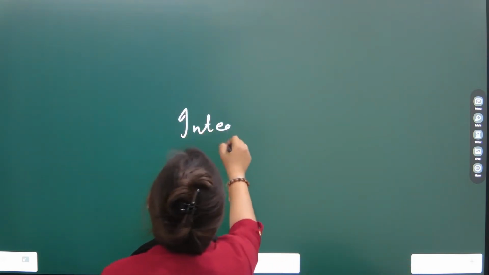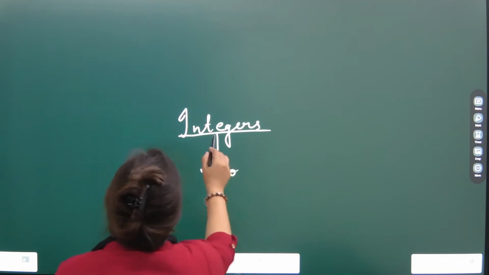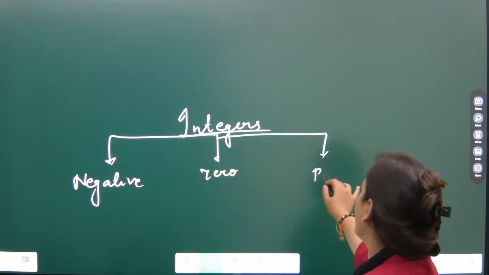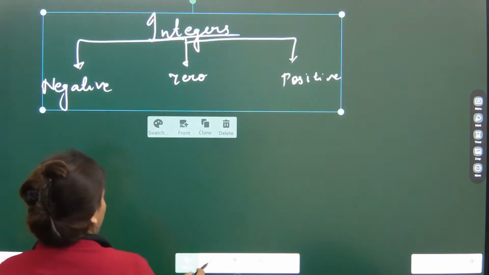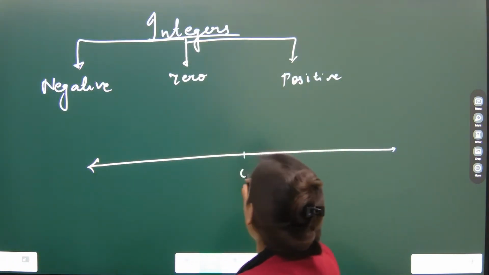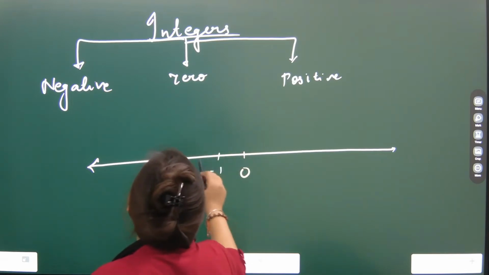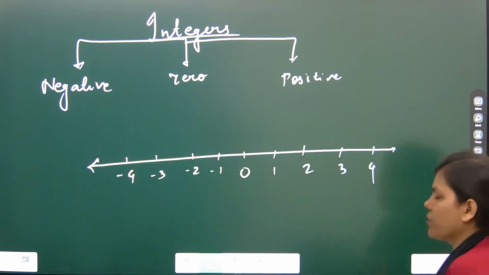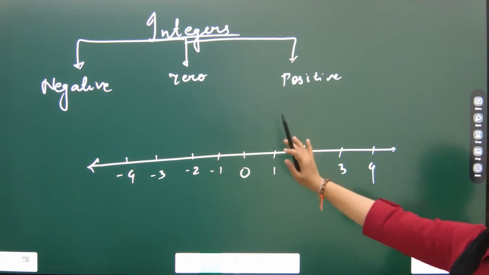So integers consist of 0, a negative number and a positive. Okay. So if this is the number line, you know that in the middle there is 0. On the left hand side there are negative numbers and so on, and on the right hand side there are positive numbers. Okay, so integers consist of negative numbers, 0 and all the positive numbers.